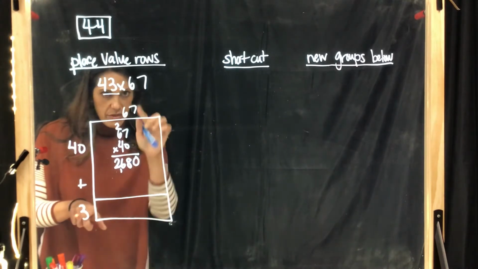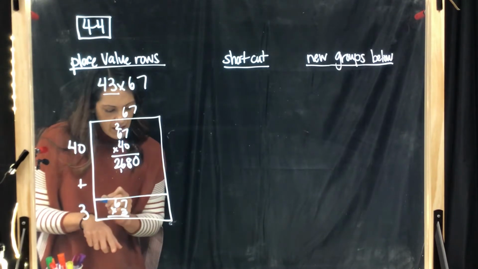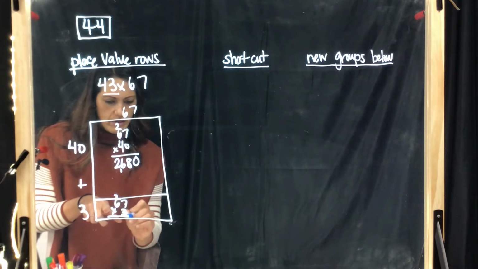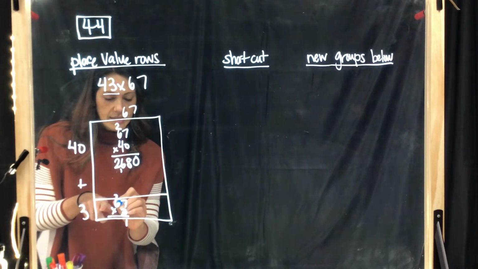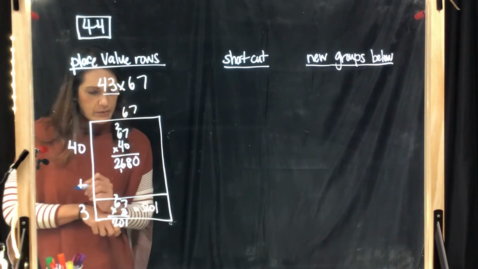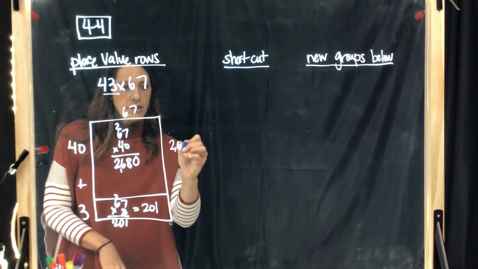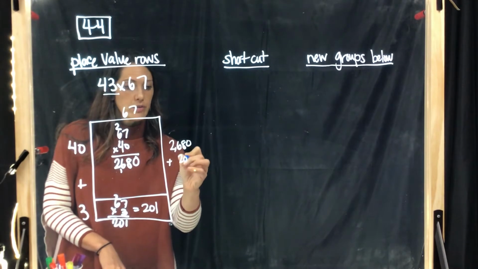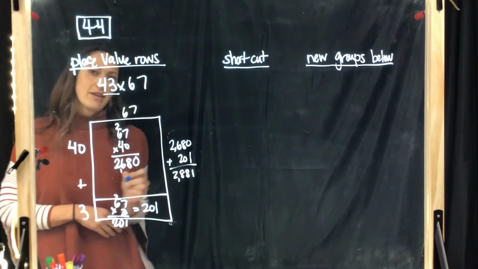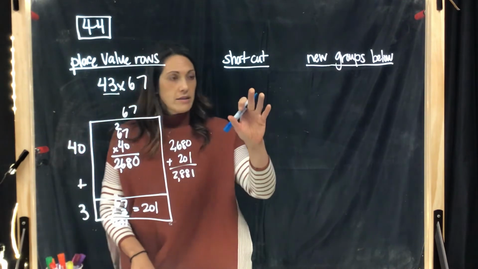This bottom one is going to be 3 times 67. So 67 times 3. In this one, I'm going to just multiply again. 3 times 7 is 21. And 3 times 6 is 18, plus 2 more is 20. So this would be 201. And I would take both of these numbers and add them together. 2,680 plus 201. And my answer would be 2,881.